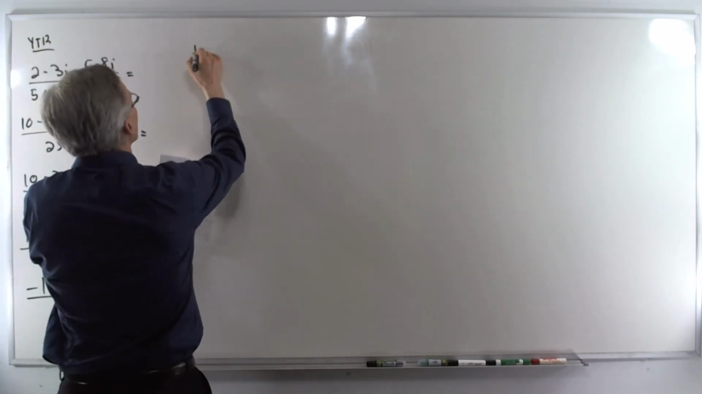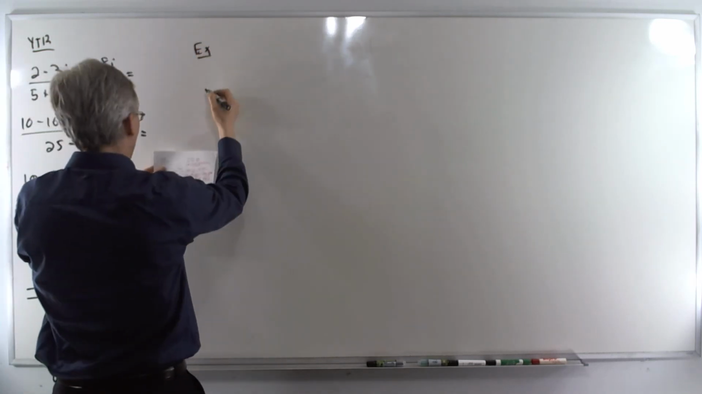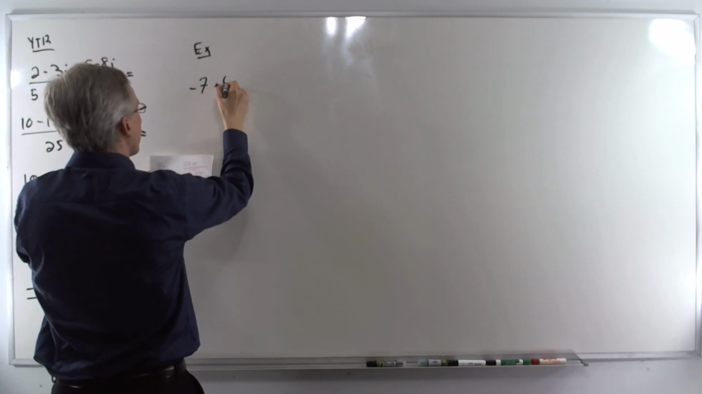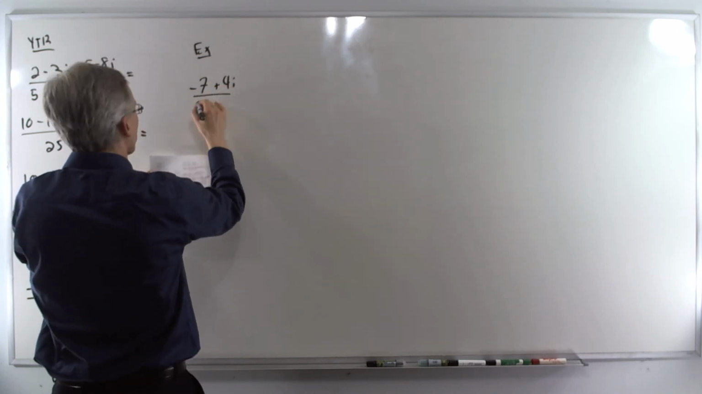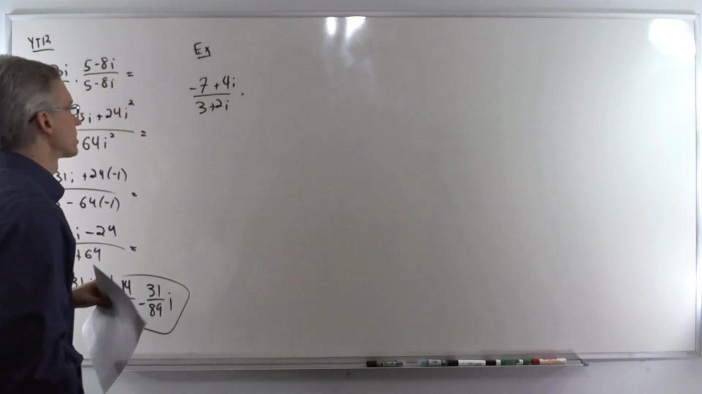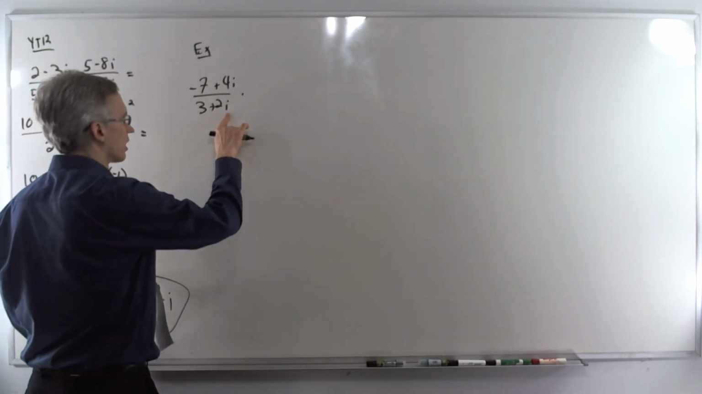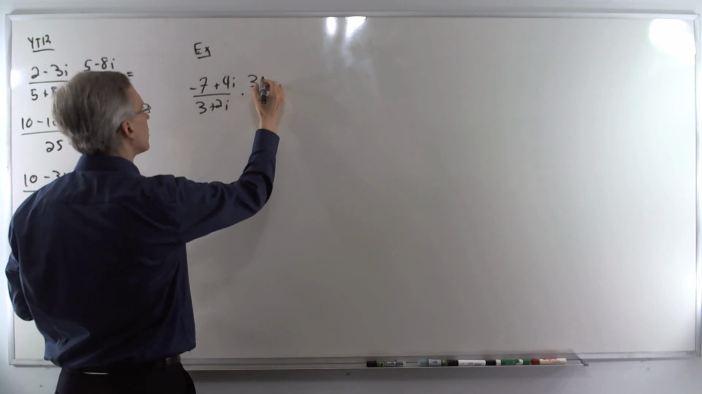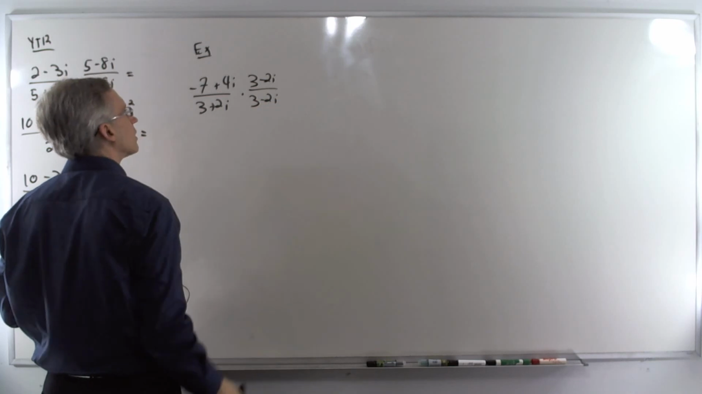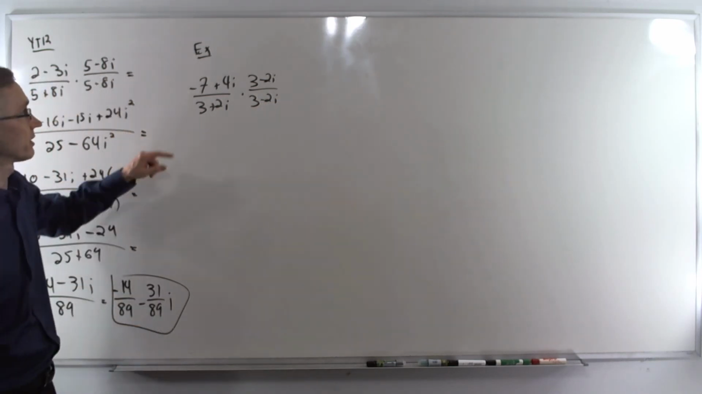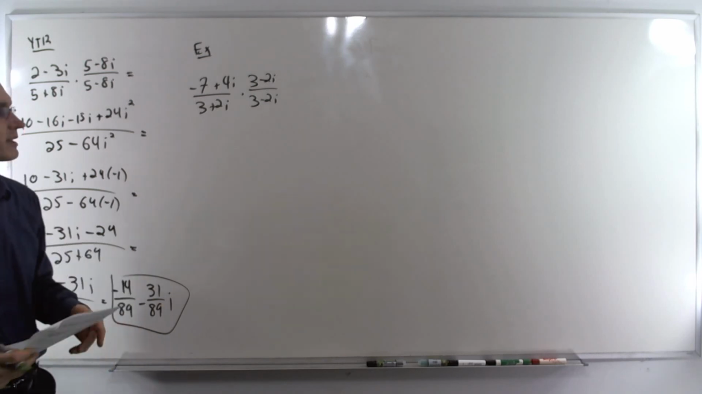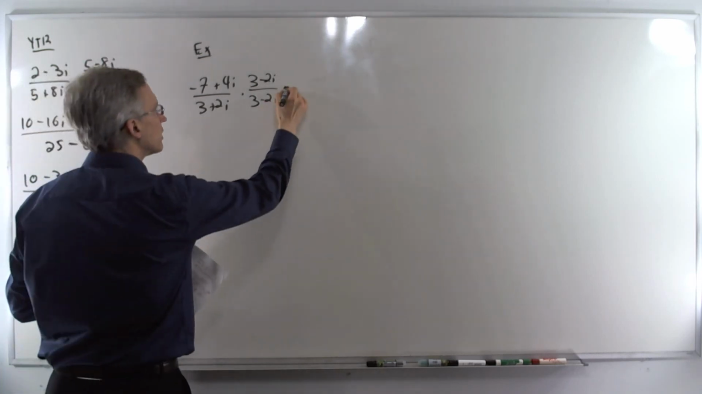Next example. Negative 7 plus 4i over 3 plus 2i. We're going to simplify this, so we'll multiply by the complex conjugate of the denominator. Now if you accidentally use the complex conjugate of the numerator, you'll see that it's not going to simplify. So that should be a pretty big clue that you started that one off wrong.